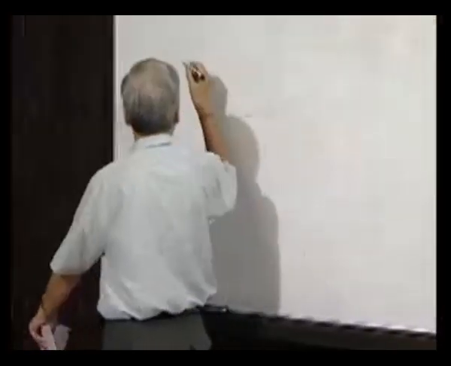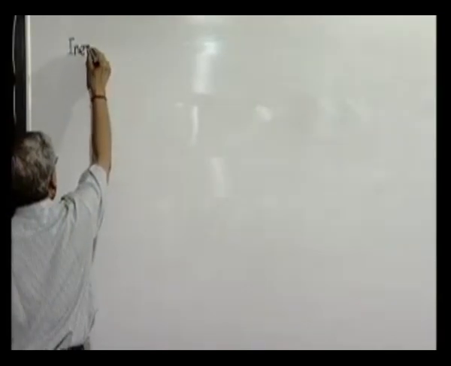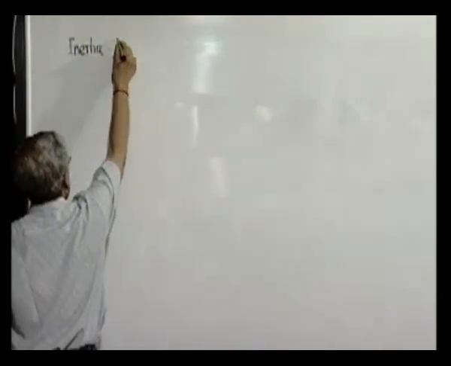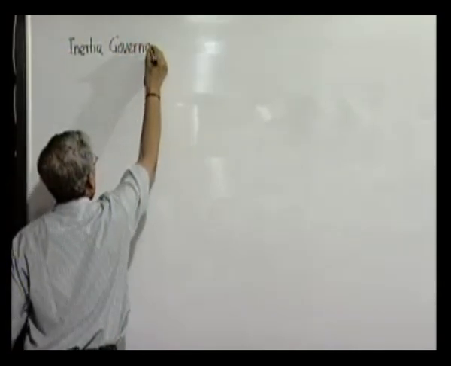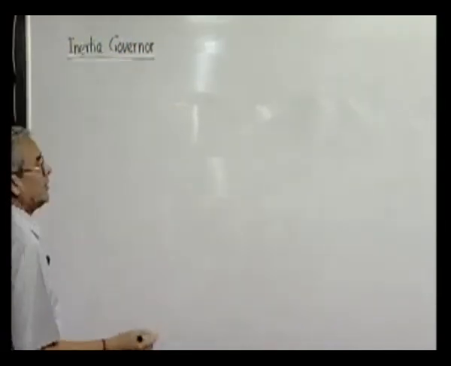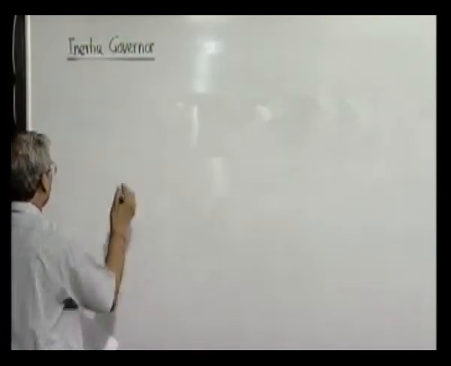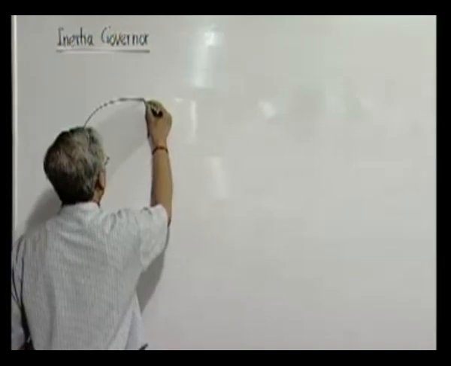This type of governors are called inertia governors or flywheel type of governors. I will not go into the detailed analysis. I will only indicate the basic features of such systems.